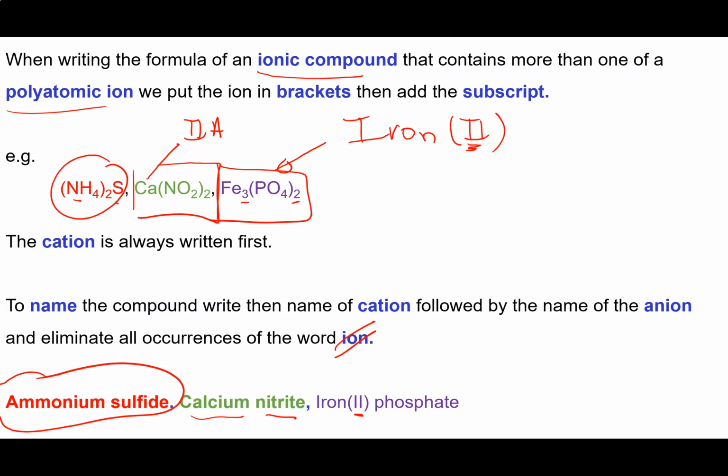Notice there are no numbers that indicate how many of each ion are present. We don't do that. We don't have to do that at all. So never ever put iron(III) because there's 3 in the formula there. It might be iron(III), but that's not why we're going to put it there.